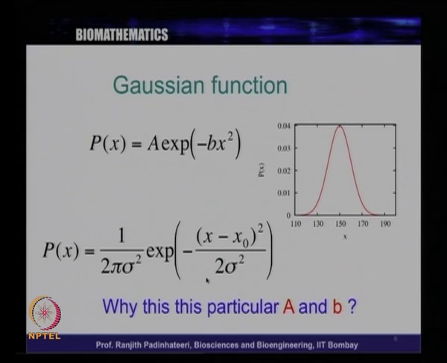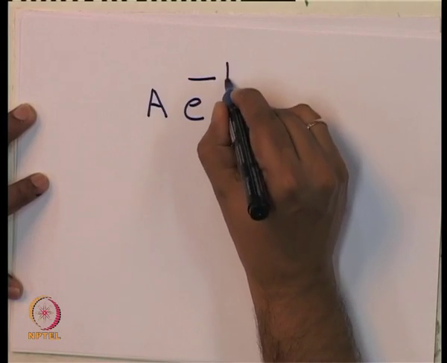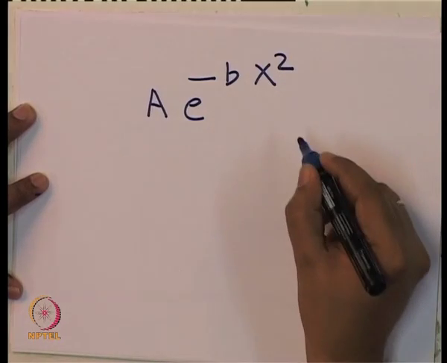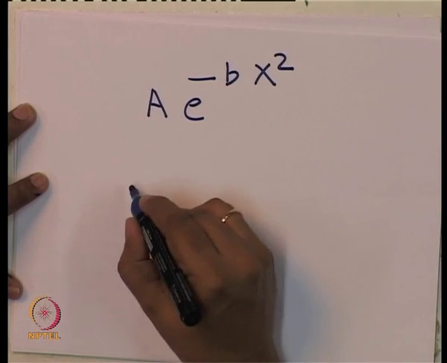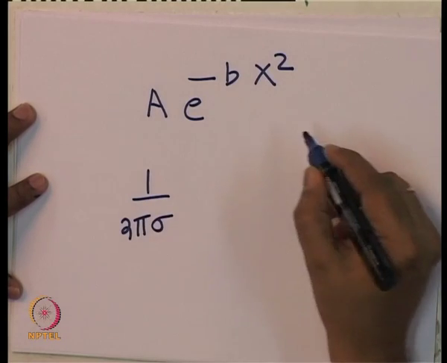So, that is why this particular form: why is a 1 by 2 pi sigma square and b 1 over 2 sigma square? Right, you can know this just by comparing. So, let me write it here. One function here is a e power minus b x square, and this is the Gaussian function.